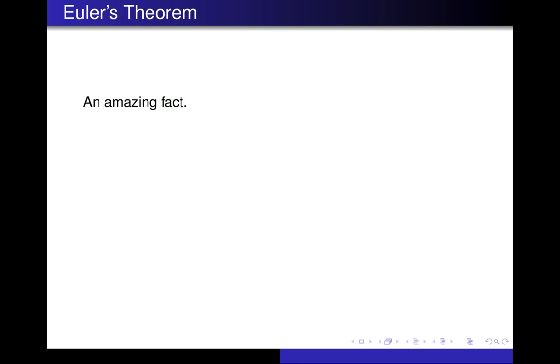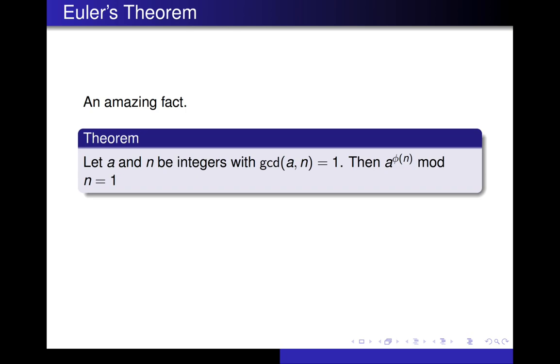Alright, so now I'm going to tell you Euler's theorem, which is, by any measure, an amazing fact. It says that if you have two integers, a and n, whose GCD is 1, in other words, a and n are relatively prime, then a to the phi of n mod n gives you 1. No matter what a is, as long as its GCD with n is equal to 1. Another way of saying that, if you like congruence instead, is that a to the phi of n is congruent to 1 mod n.